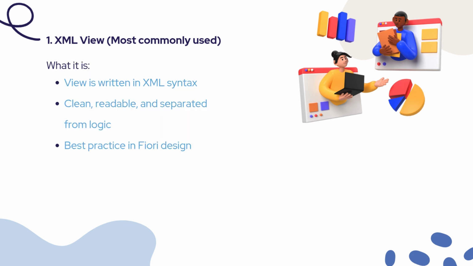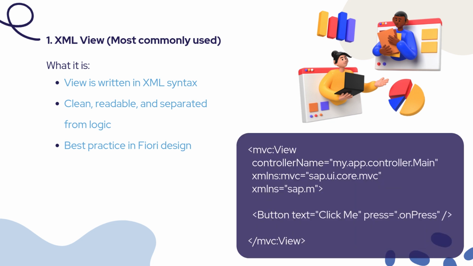Now, let's talk about the most used view in SAP UI5, and that is XML view. XML view means you design the UI using XML syntax: clean, readable, and SAP's recommended method for Fiori apps. For example, let's say we want a button on the screen that says Click Me. Here is how we do it in XML. Let's break it down quickly.